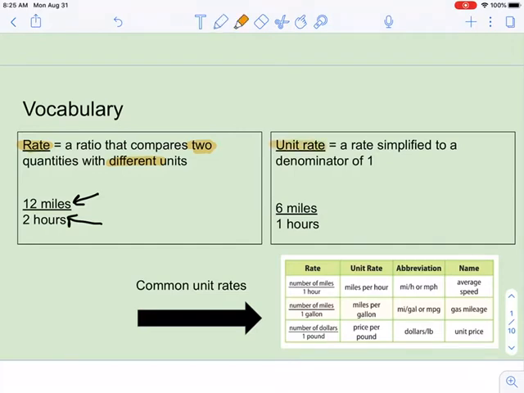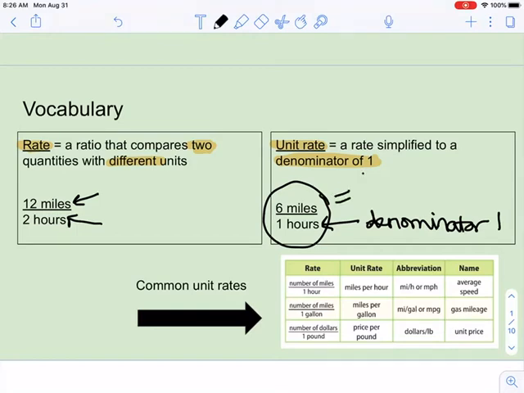The other term that you need to know is a unit rate. And a unit rate is a rate, but it's simplified to a denominator of 1. So this example right here is a unit rate because our denominator, remember that denominator is the number on the bottom, is 1. Now, a lot of times with the unit rate, you're not going to see it as a fraction like this. You're just going to see it as 6 miles per hour. I'm going to abbreviate it as MPH.